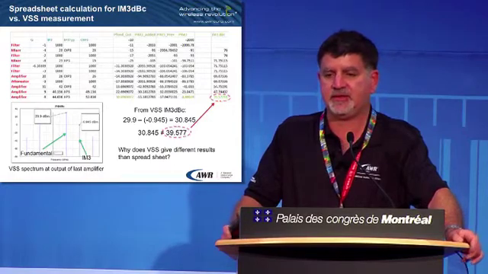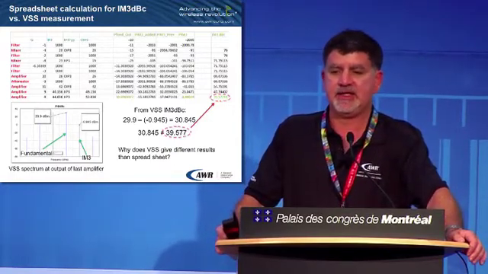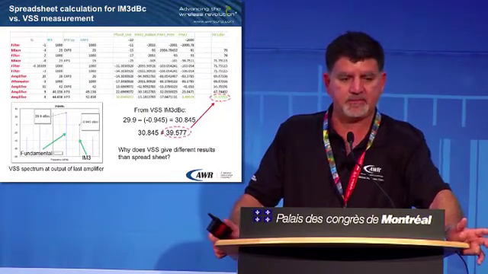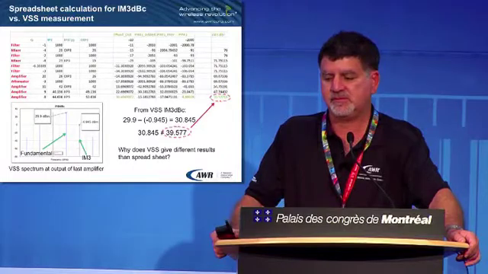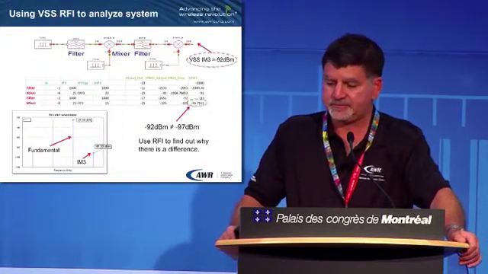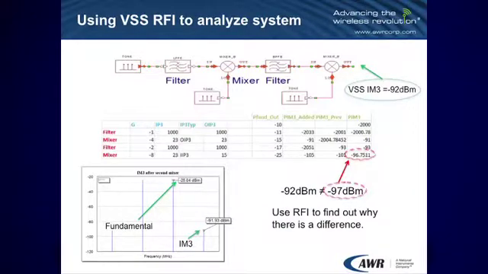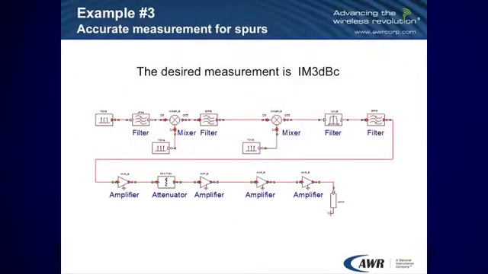The Excel spreadsheet for the ratio is roughly 31, and VSS is calculating roughly 40. Why is there a difference? Let's look. We'll measure the third order intermodulation product at the output of the second mixer, and we'll compare it to the Excel spreadsheet.